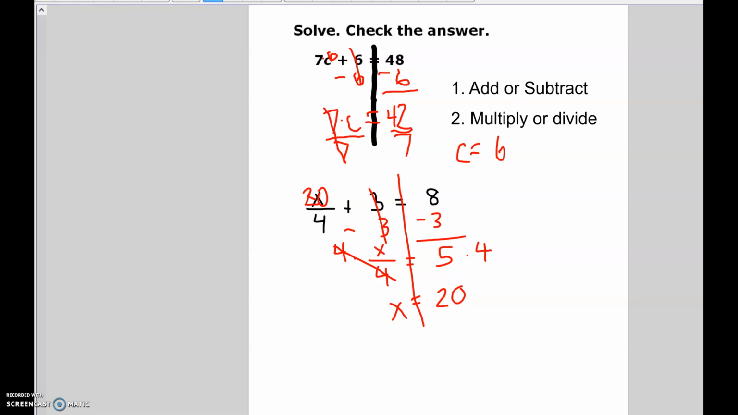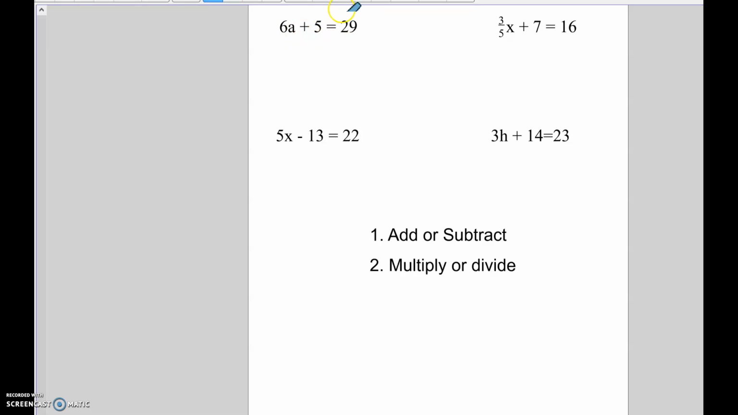That's our answer. This is called solving two-step equations because there's two steps. We add or subtract, and then we multiply or divide. Okay, you guys try this one. 6 times what plus 5 equals 29. Pause the video and try to solve that one. I'm going to do it right now.